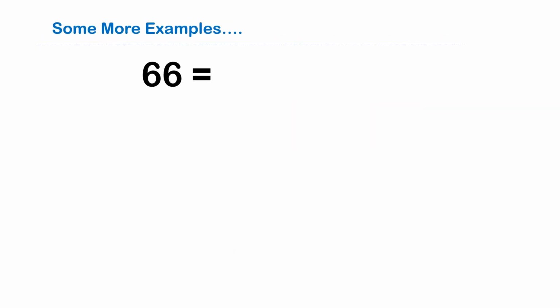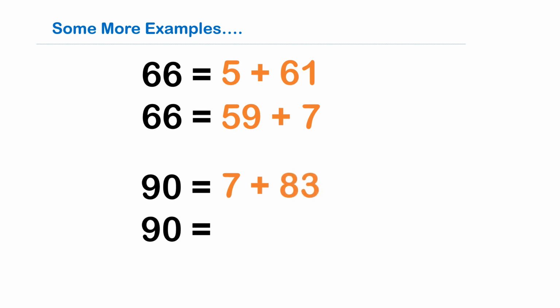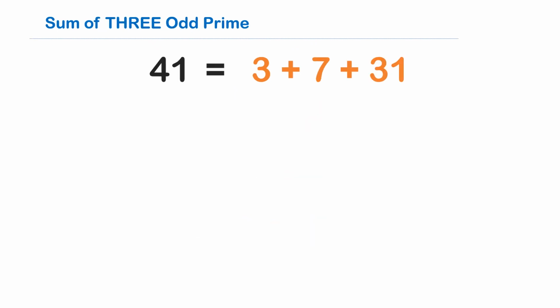We can write 66 as 5 plus 61 or 59 plus 7. Let us see another example, 90. So we will write 90 as 7 plus 83 or 11 plus 79. Our topic is to express a number as a sum of three odd prime numbers. As we saw previously how to express a number as a sum of two odd prime numbers, we now need to express it as a sum of three odd prime numbers.